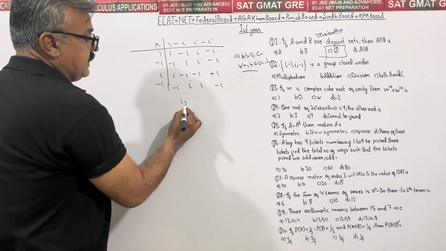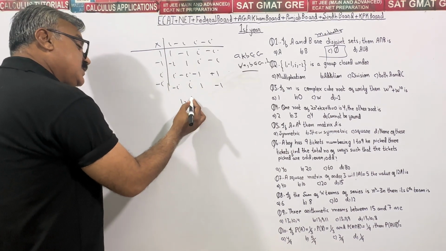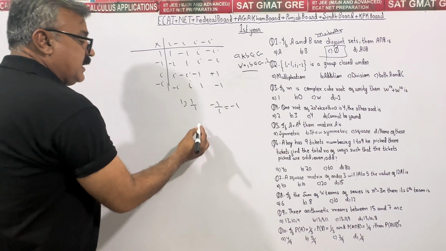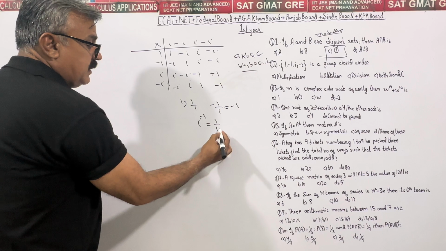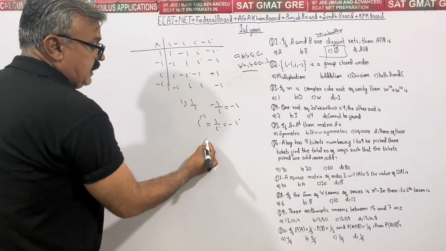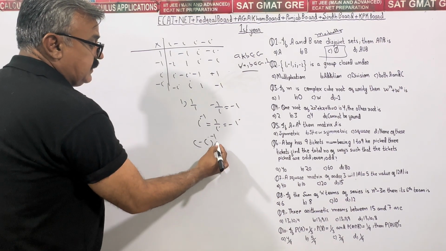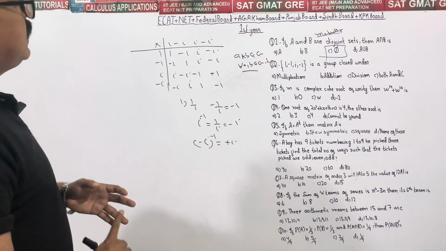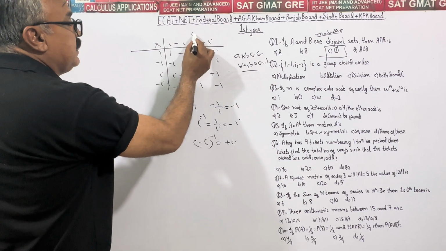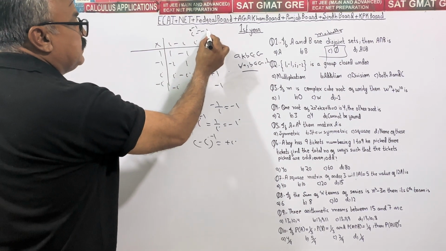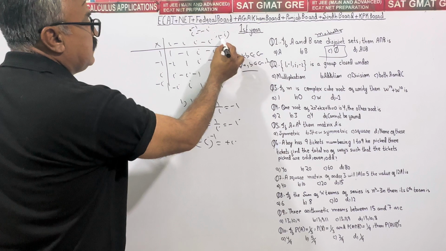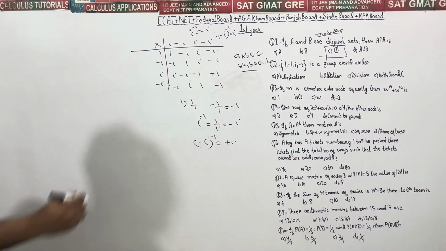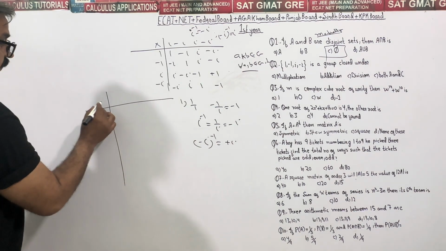Check their elements. 1 has inverse 1, since the reciprocal of 1 is always 1. The reciprocal of minus 1 is always minus 1. The reciprocal of iota, 1 upon iota, is equal to minus iota. And the reciprocal of minus iota is positive iota. So the inverse of 1 is 1, the inverse of minus 1 is minus 1, the inverse of iota is minus iota, and the inverse of minus iota is iota. Similarly, we can check with division.